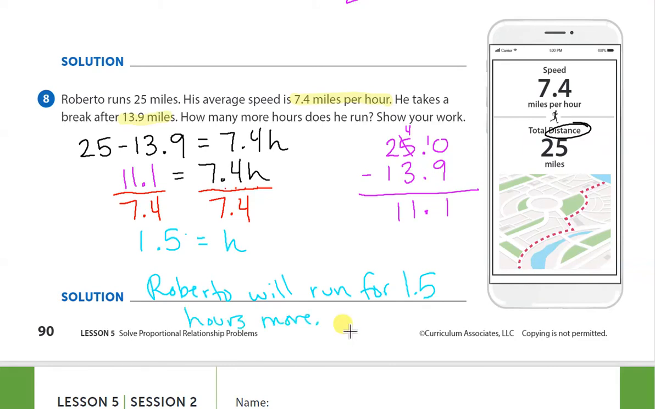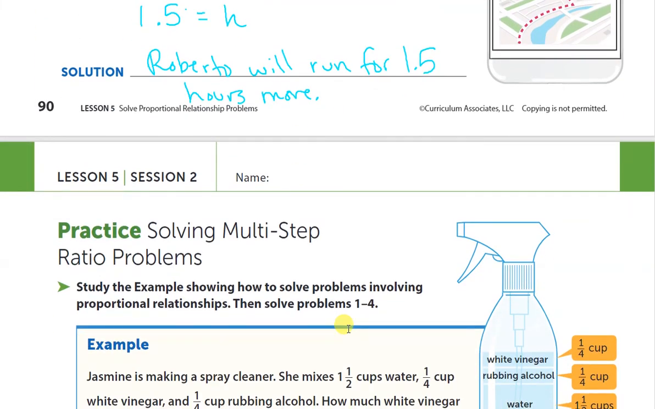Okie dokie. Here are your green pages, and good luck.